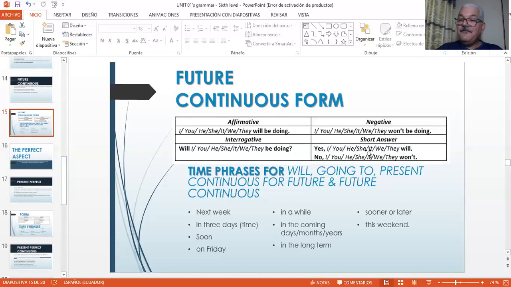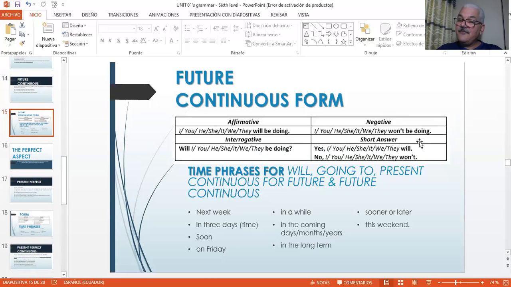Then the negative sentence will be I, you, etc. Any of them won't be doing that action. That is, in the future, they will not do that action, or we will not be doing that action. In that case, we are going to use the form of will in the negative, which is contracted as won't. So it's very frequently found won't and rarely found will not. Then the form of the verb be, and after that, the main verb with ing.